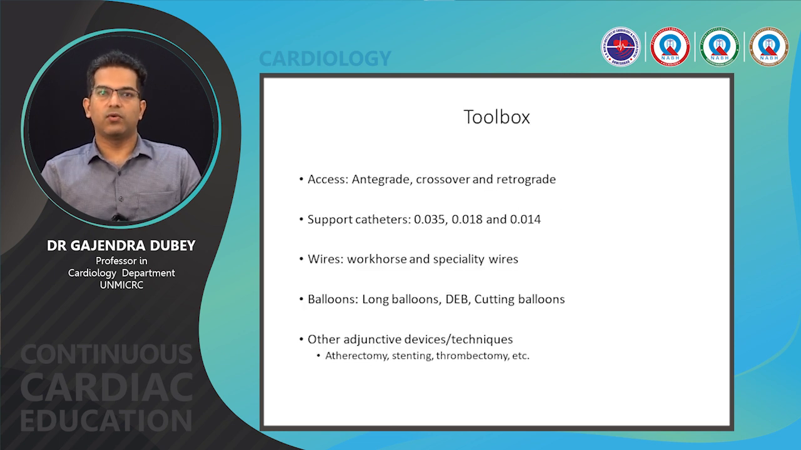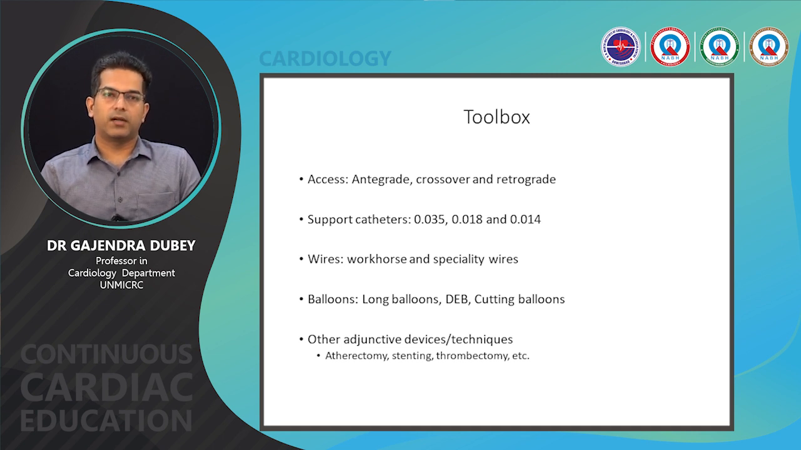So if we come to the toolbox, the access can be either antegrade access in the common femoral or superficial femoral artery, crossover access using the contralateral femoral, or a retrograde access from the pedal arteries. Support catheters are very important. Support catheters are as important as microcatheters are in CTO intervention. They can be 0.35, 0.18 or 0.14 compatible depending upon the vessel which we are going to revascularize and the wires which we are using.